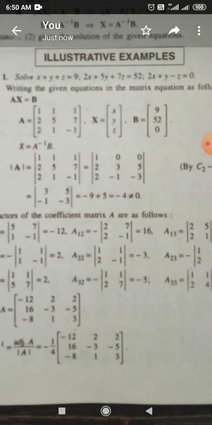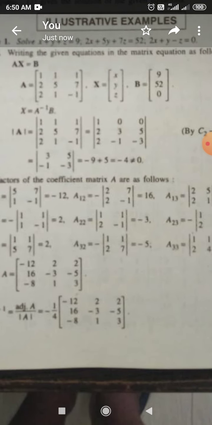A is transferred to the right hand side and it becomes A inverse. So here our objective is to find A inverse. So matrix A is equal to 1 1 1, 2 5 7, 2 1 minus 1, and we have to find X is equal to A inverse B. In order to get A inverse B, first of all we have to find A inverse, and in order to find A inverse, first of all we have to solve the determinant of A.